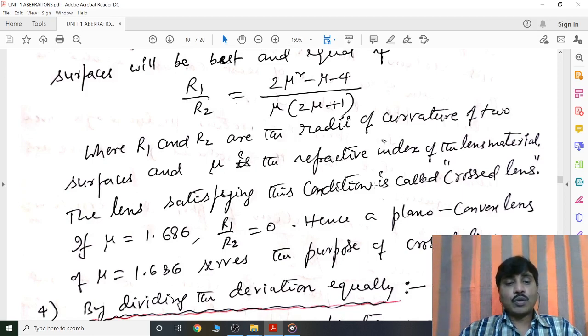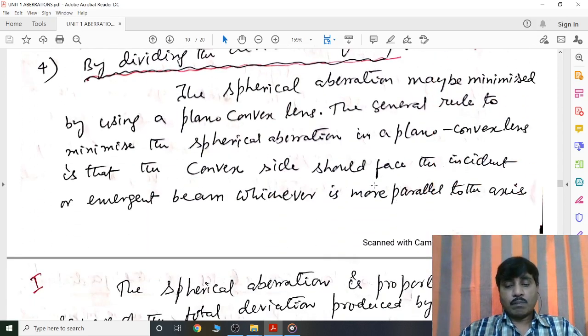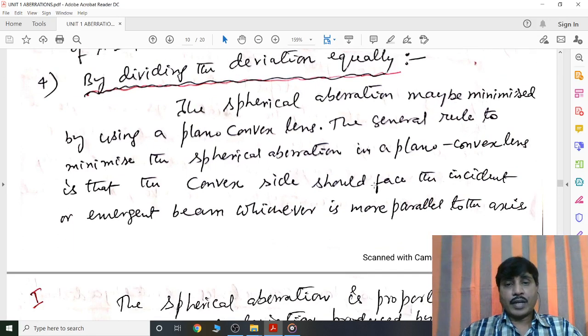If mu is equal to 1.686, then R1 by R2 is equal to 0. Hence, a plano-convex lens of mu equal to 1.686 serves the purpose of cross lens. By using cross lens, we can minimize the spherical aberration. Now, the next method is by dividing the deviation equally.